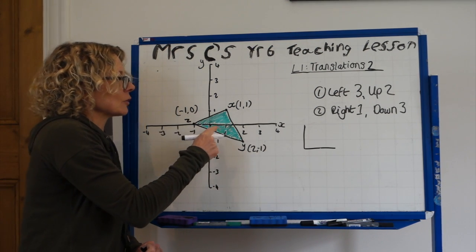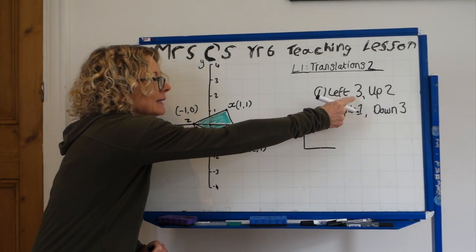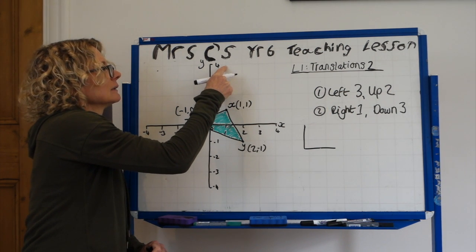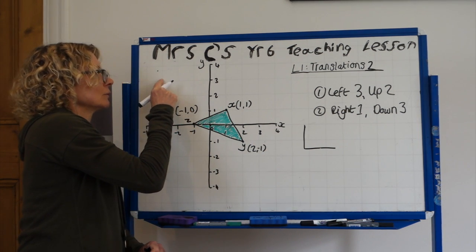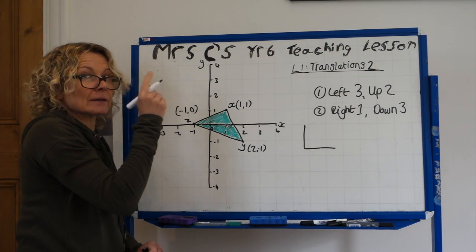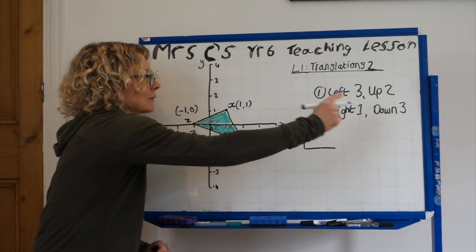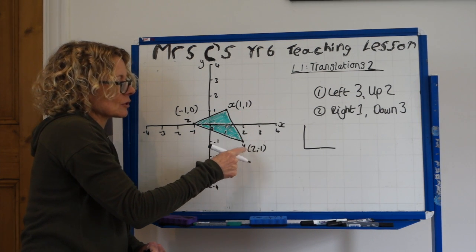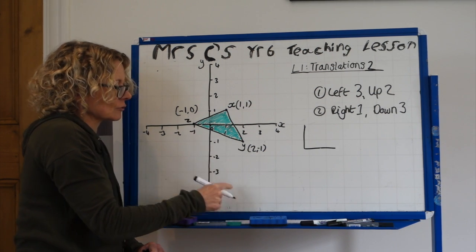Right, so first of all you're going to move this green triangle. Think about point X, moving left 3 and up 2. So take point X, 1, 2, 3, oh no, sorry, left 3, 1, 2, 3, and up 2. Draw it there, mark the coordinates. Then start again from the green triangle. Right 1 and down 3. So you're going to go with your X point, right 1 and then 1, 2, 3 down. That's your new X point. So you mark the coordinates and you draw the triangle again.